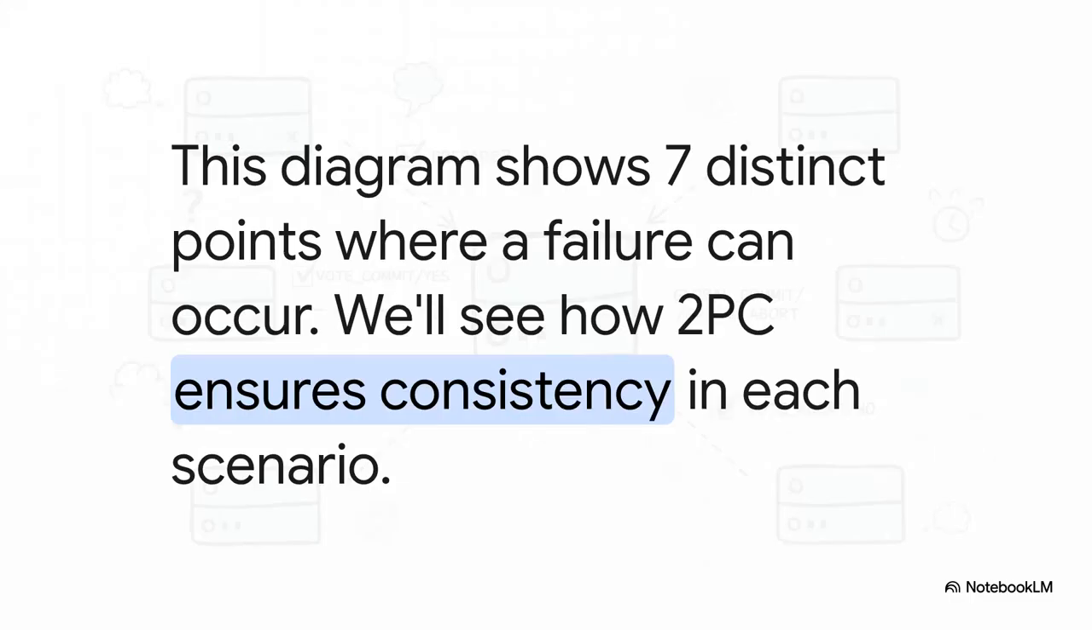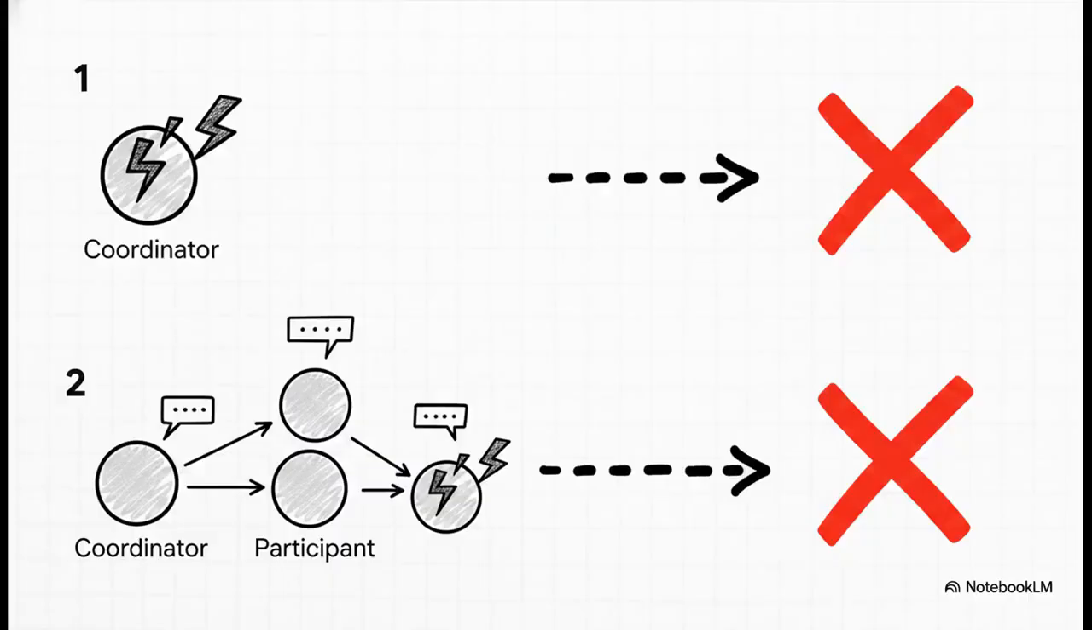See, a failure can happen pretty much anywhere in this whole dance. To really get how 2PC handles this, we're going to break it down and look at several of these distinct failure scenarios, the ones highlighted right here on this diagram, to see how the protocol keeps things consistent no matter what. Okay, let's start with the easy ones.